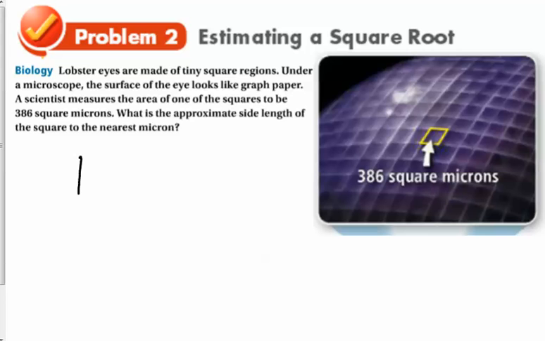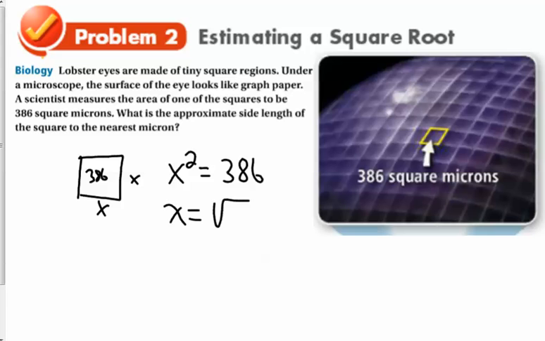So what they're saying is this entire big square right here is 386 square microns. So really, if you think about it, this is an x by x square, or the area is x squared equals 386. So how do I figure out what the side length of one of the squares of the lobster eye is? The easiest way to do that is to use my calculator. So to get the x by itself, I take x is equal to the square root of 386.